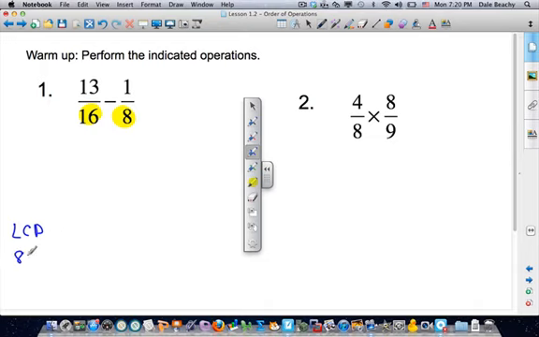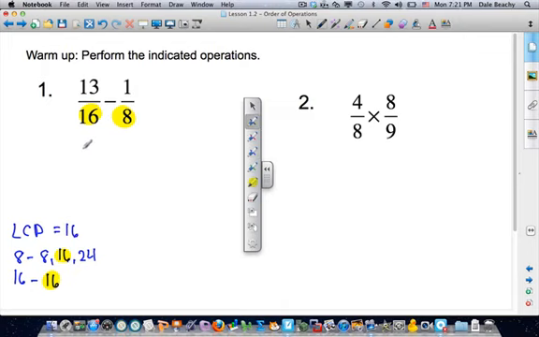One way is to simply list the multiples of each denominator. I'm going to start with the 8 because it's the smallest in value. So 8, 16, 24. I'm going to pause there because I see that the first multiple of 16 is going to be 16, which means the least common denominator is 16.